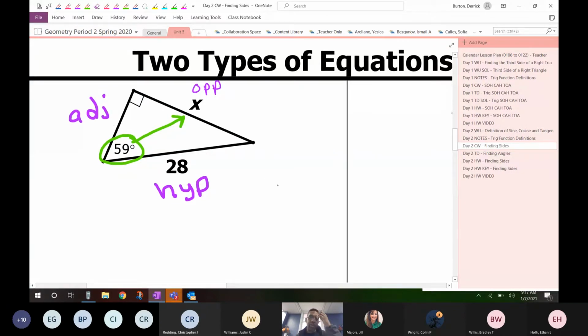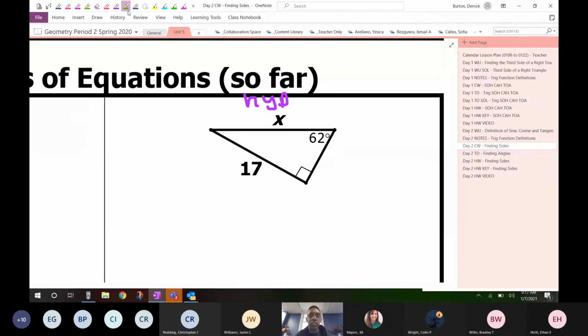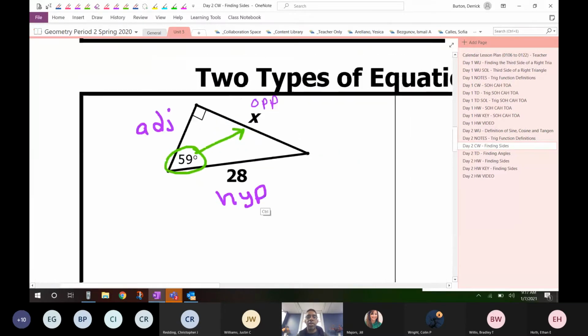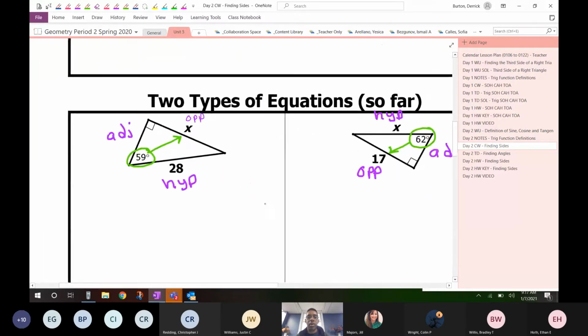Okay, let's do the same thing on this picture real quick. If we circle the 62, circle the angle, draw an arrow. That makes this the opposite side. So this is opposite, which means this side over here must be adjacent. Okay, now remember your Sohcahtoa. I'm just going to write Sohcahtoa.